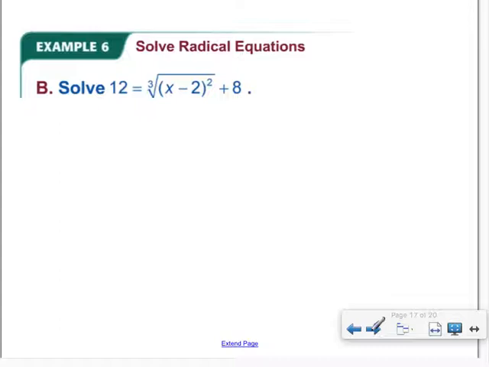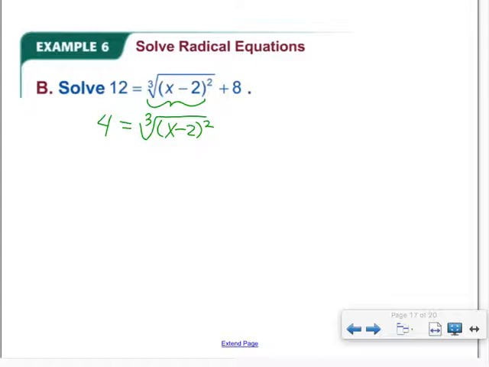So let's just get the radical by itself. Let's isolate that radical, and we need to move the 8. That's always your first step. So we get 4 equals the cube root of x minus 2 squared.